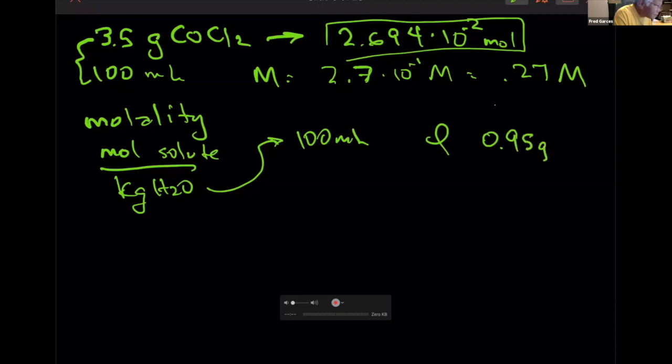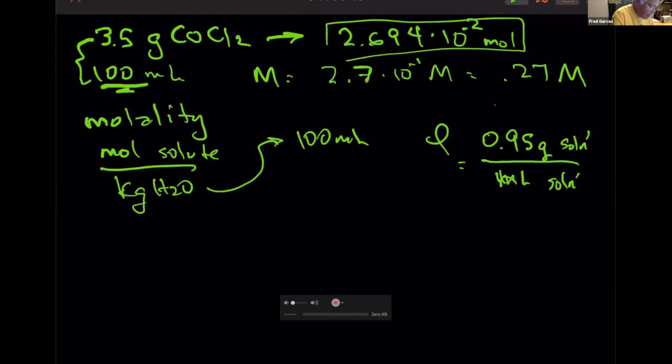0.95 grams of solution. Now it's very important to label these things because you could easily have the density of water or the density of cobalt chloride, but this right here is the density of the solution. So I'm putting 0.95 grams of solution over 1. Remember that density is grams per milliliter, grams per milliliter of solution. So we can use this information together with the volume to determine the mass of the solution.